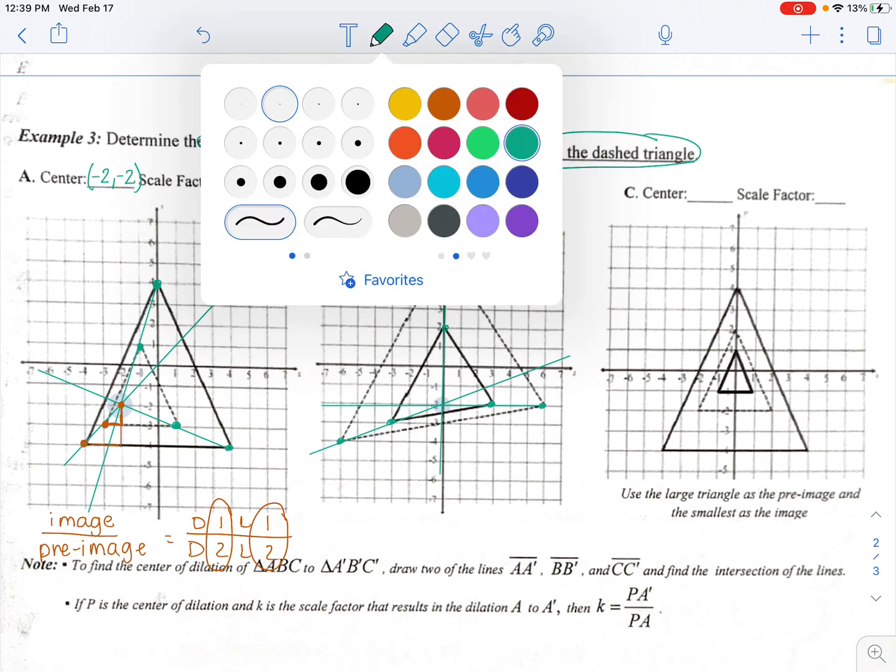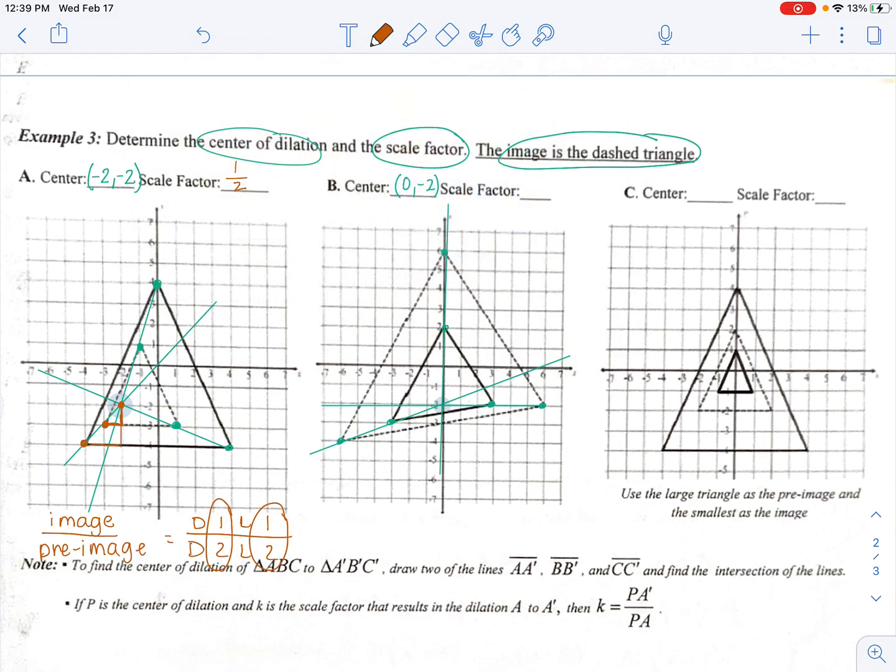Now to find the scale factor. I think the closest points to this origin or center of dilation are right here and right here. So for those points, I want to do my image over my pre-image. My image is my new one. My image is the one way out here. So my image is 1, 2, 3, 4, 5, 6 away. My pre-image is 1, 2, 3 away. 6 divided by 3 is 2. So it's a scale factor of 2, which makes sense because our dashed triangle is much larger than our original one.